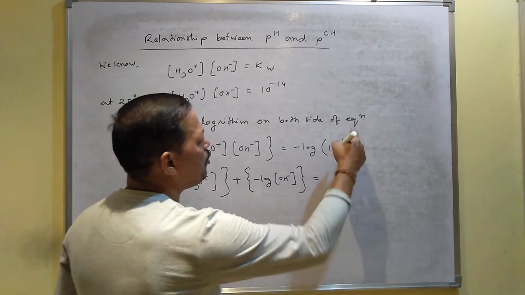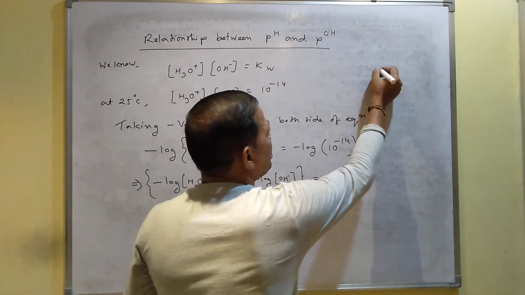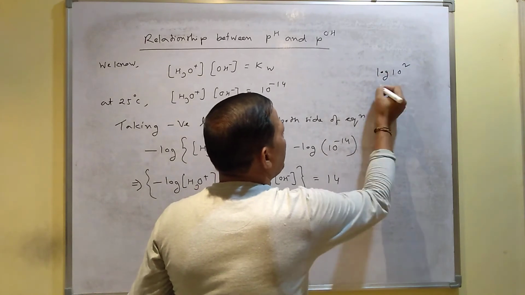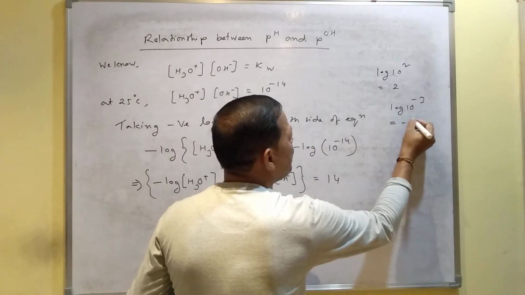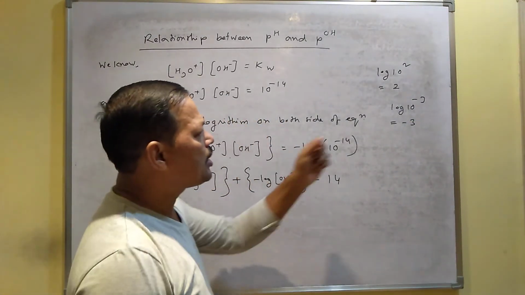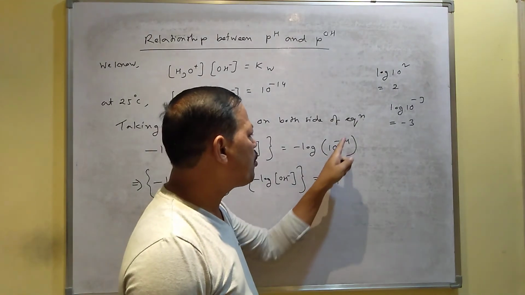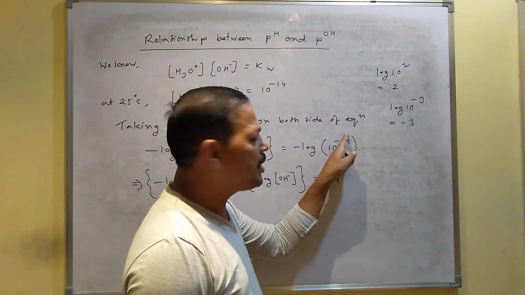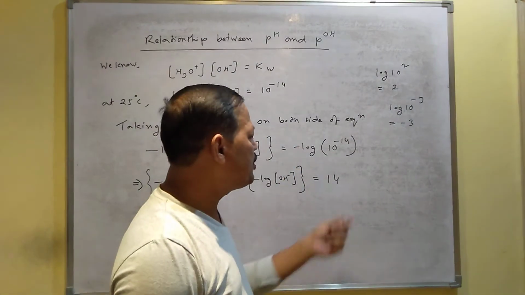Minus log of 10 to the power minus 14 means the value will be 14. If it is log 10 to the power 2, value will be 2. If log of 10 to the power minus 3, value will be minus 3, like this. The power term will be the value. Here it is 10 to the power minus 14, so the value will be minus 14, but here another negative is present, minus minus plus, that's why the value is 14.